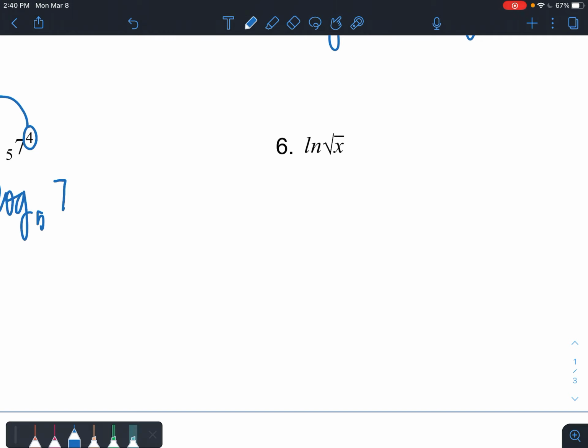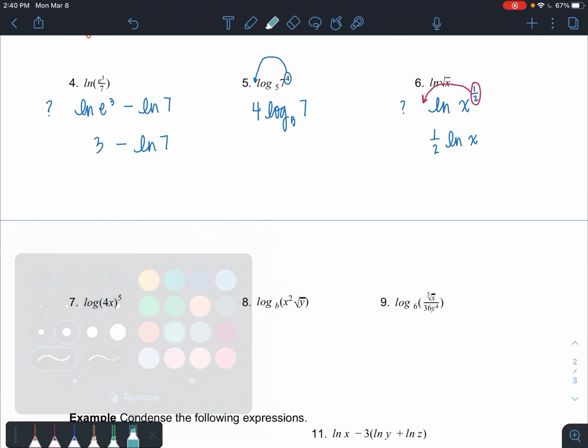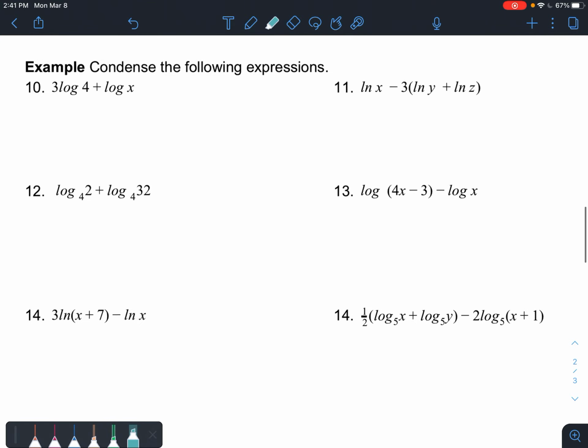All right, and then this next one here, it's a little challenging, but I want you to try it on your own. Okay, so you should have started out by writing this as ln of x to the 1 over 2, which you would have had to throw it back to algebra 2 for that. And then we're going to take this 1/2 and move it to the front. So we have 1/2 ln of x. Okay, and then we're going to save these ones for class.